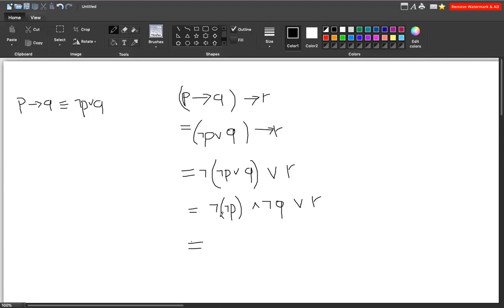The negation of a negation becomes P itself, and then this becomes and negation of Q or R. So this is going to be the solution. This is logically equivalent to all of these previous forms, but this is the most simplified form we can reach for this statement. You can replace the statement with any of these because they are logically equivalent, and you can also prove them using a truth table.